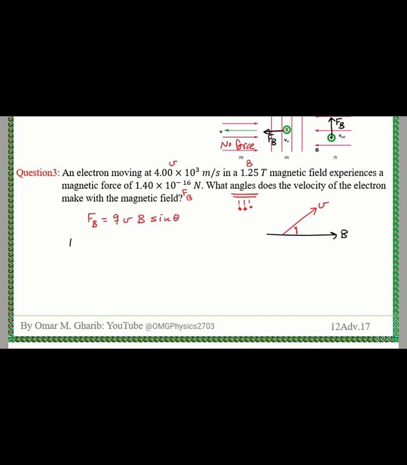Now, F_B is 1.4 times 10 to the minus 16. Q, for the electron, is the charge of the electron, 1.60 absolute value times 10 to the minus 19, the magnitude of the charge. I don't need the sign of the charge because it will affect the direction, not the magnitude. So 1.602 times 10 to the minus 19. V in the question is 4 times 10 to the 3 and B is 1.25, times sine theta. Solve this equation to get theta.